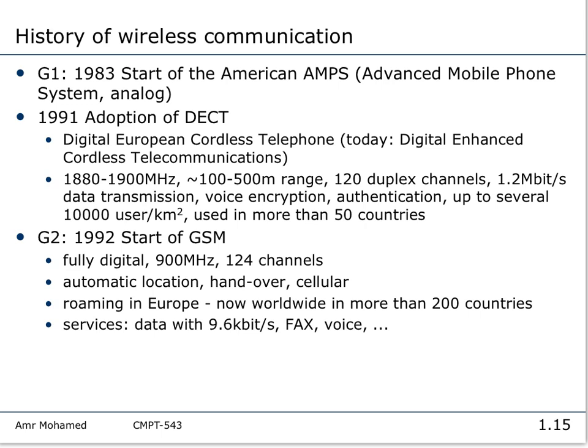So in the early days, in recent history, we started to see some early generations or early standards of wireless communication. It started with G1, or the first generation of wireless communication, and that was completely analog. This was done in the United States, and it was in 1983. That's when the first generation of wireless communication happened. It's called the American AMPS, or Advanced Mobile Phone System.